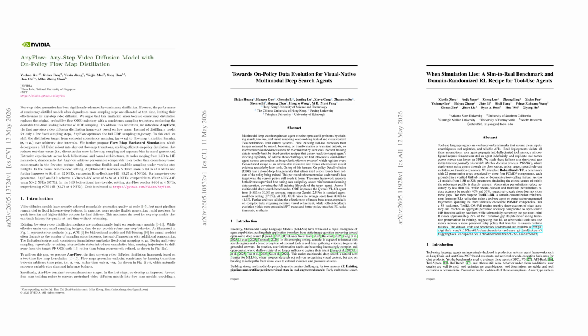Today's episode dives into three very different but equally exciting frontiers of AI: faster and more reliable video diffusion, smarter visual native search agents that can keep track of what they see, and tool-using systems that stay robust when the real world doesn't behave like the lab. From AnyFlow's any-step video generation to on-policy data evolution for multimodal agents, and finally to sim-to-real lessons for tool use, these papers all point to the same big question: how do we build AI that scales, remembers, and adapts?